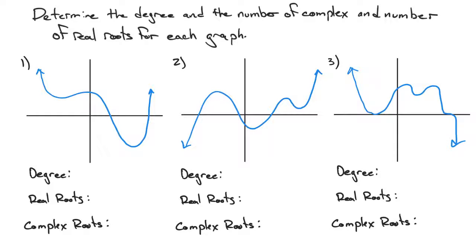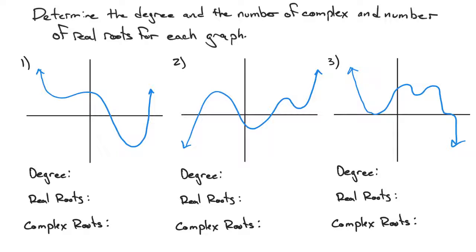All right, so let's take a look at this warm-up where you're asked to determine the degree, the number of complex roots, and the number of real roots for each of these graphs. So remember, the degree could be thought of as the number of directions that any graph travels. That's a real simple way of thinking about it, but it can be nice to give you a general idea of what's happening.